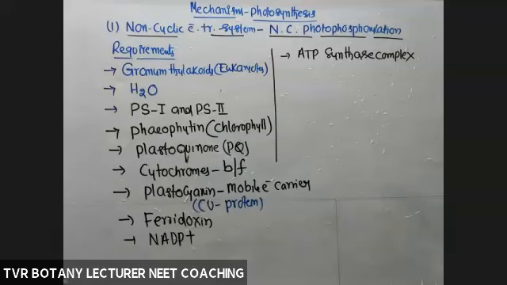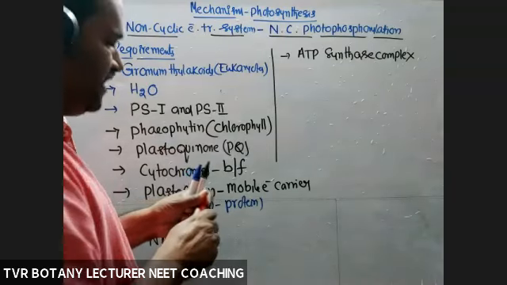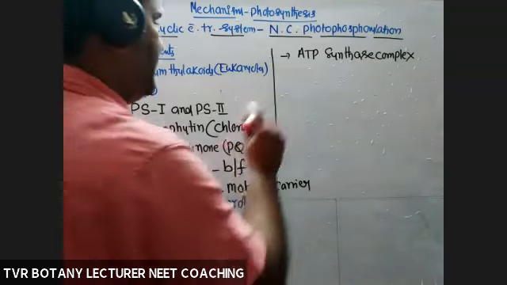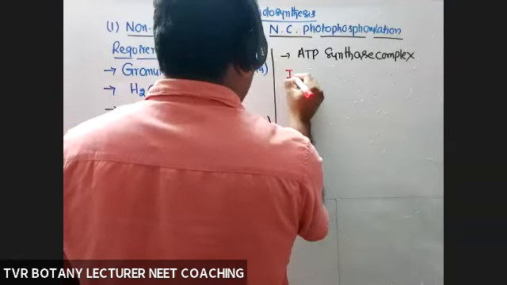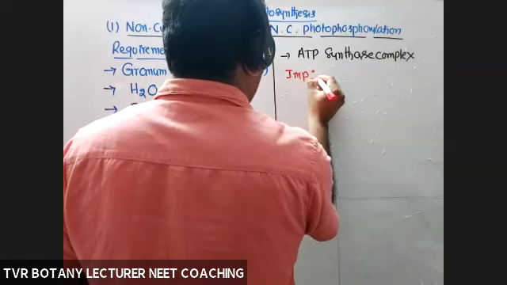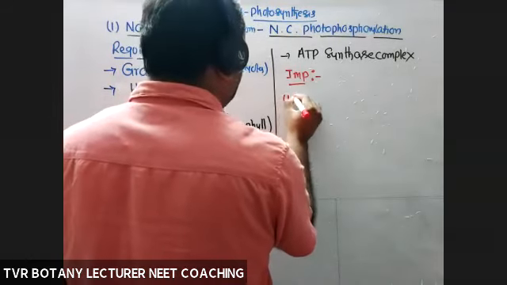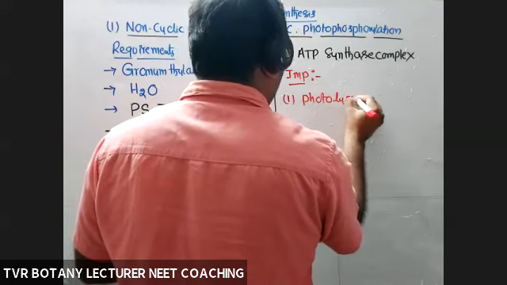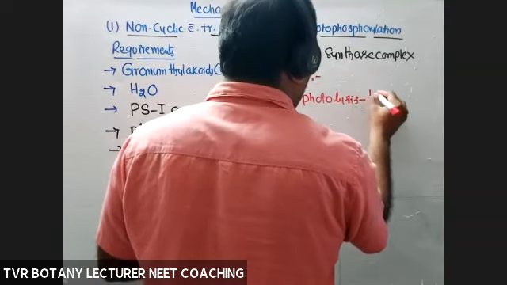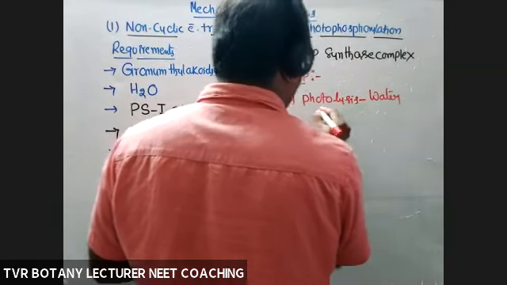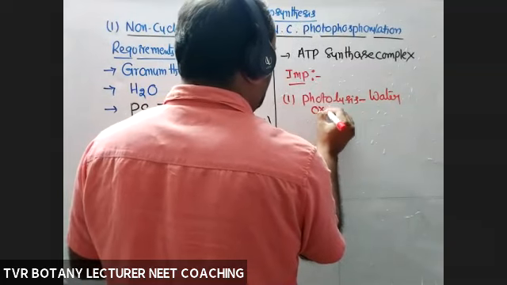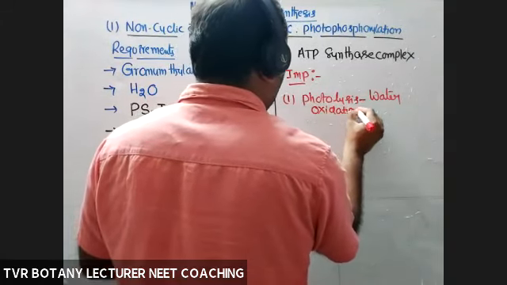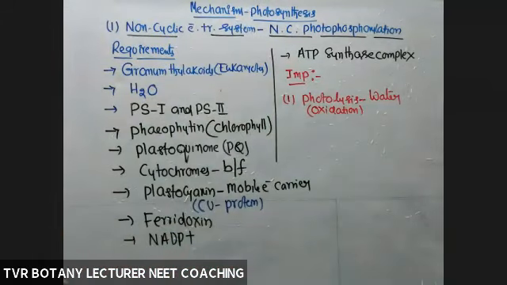that is the non-cyclic electron transport system, non-cyclic photophosphorylation. So what are the key areas of non-cyclic photophosphorylation? Important areas, main areas. One, photolysis of water or oxidation of water in the presence of light, splitting of water.